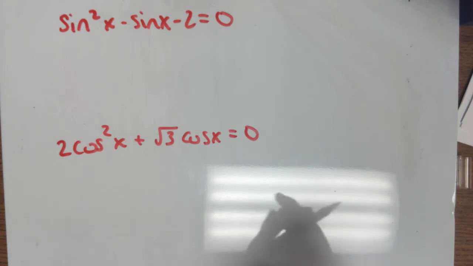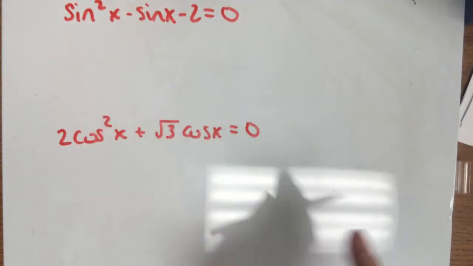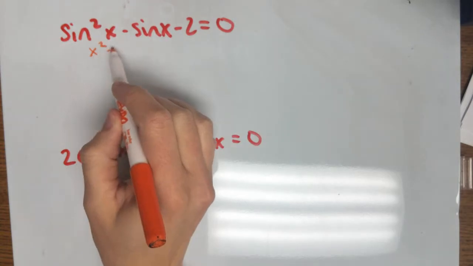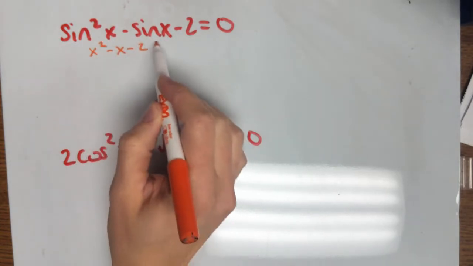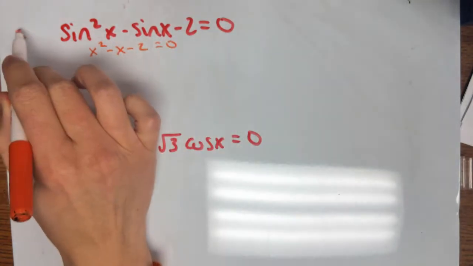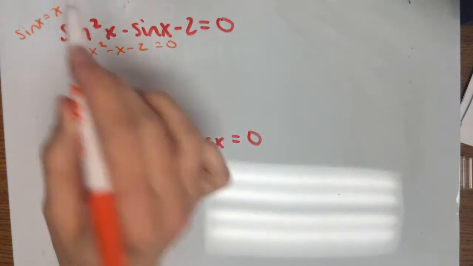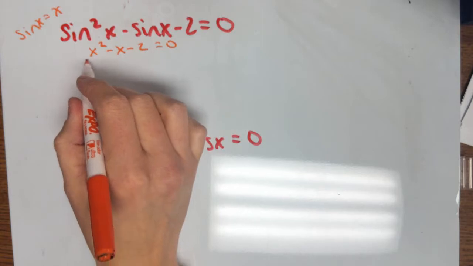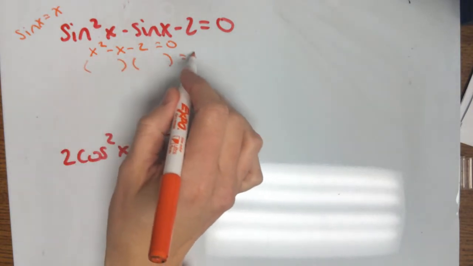Now we're going to apply solving quadratics with trig functions, or trig equations. If it helps, you could think of this as x squared minus x minus 2 equals 0. So really, off to the side I could say sine of x is going to be replaced with x. That's kind of for my own purposes. Then we're going to factor it because we have to solve this quadratic.